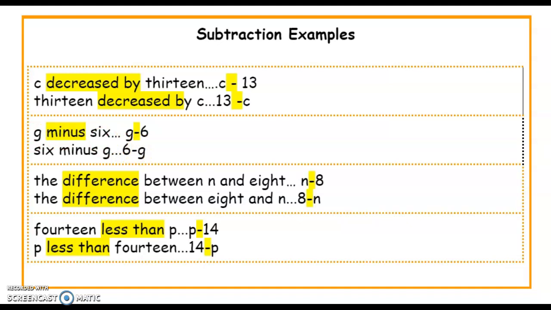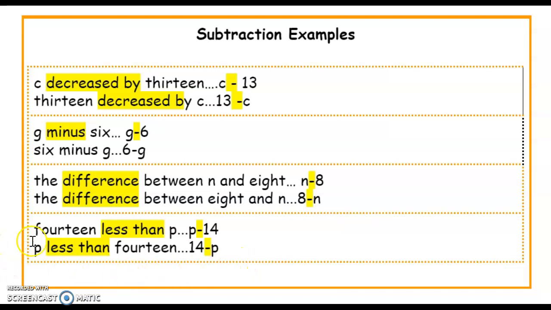Now, as we look at our third set, we look at the word difference, and we know that difference always means to subtract. So the first thing we do is put our minus sign down. Let's take a look at what the whole expression says. The difference between n and 8. So here we've got n as our minuend and 8 as our subtrahend. In the second sentence in this set, the difference between 8 and n, 8 becomes our minuend and n becomes our subtrahend.